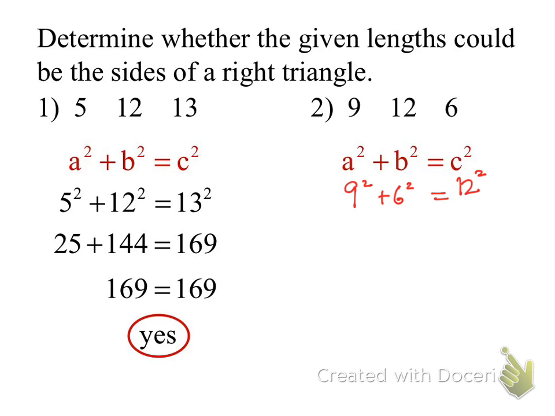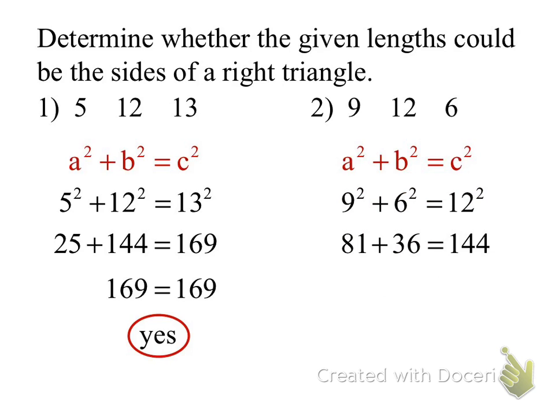And so when we substitute those in, we get 117. Is that equal to 144? Mm-hmm. So this is not the side lengths of a right triangle. It might be a triangle, but it's not a right triangle. Does that make sense? All right.